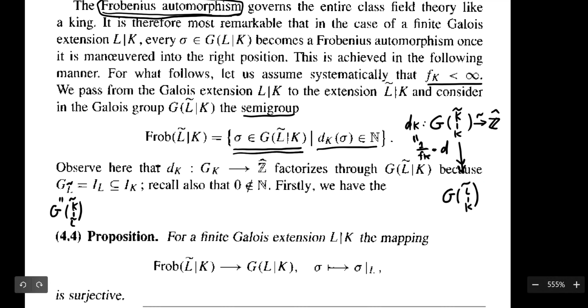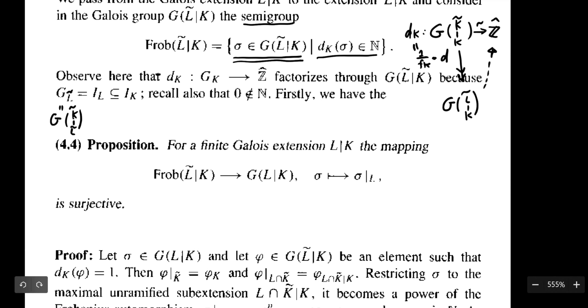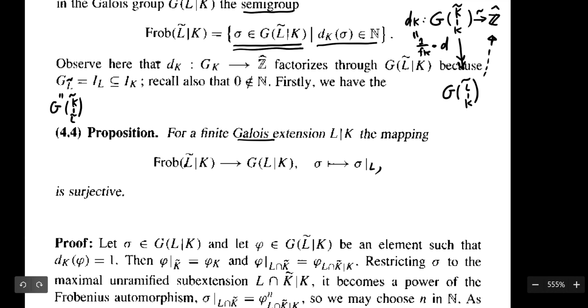Actually, the problem is whether we have this. So we have to look at the kernel of this map, which is GR prime. It is containing the kernel of this d_L. So it's factorized. For a finite Galois extension, here is a Galois extension, the mapping is surjective. This is an important proposition, and it takes time to prove.